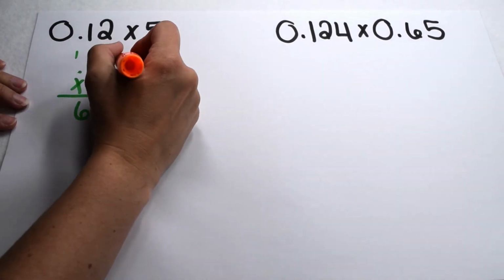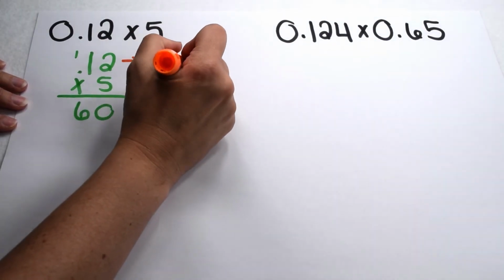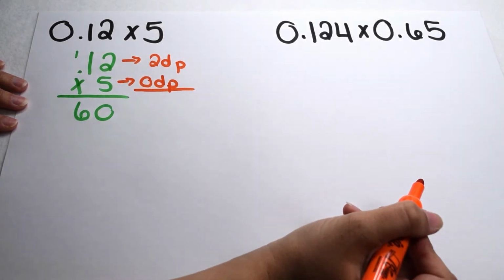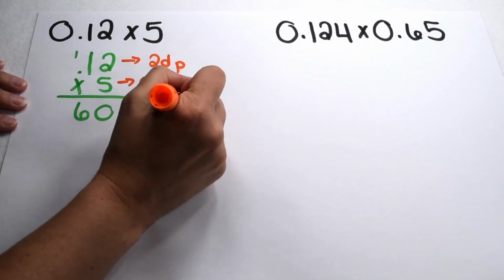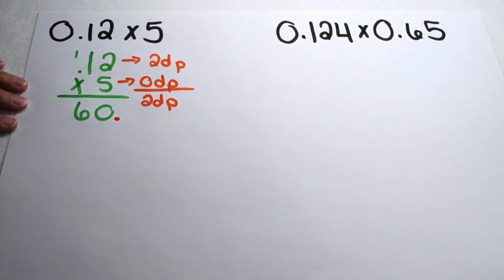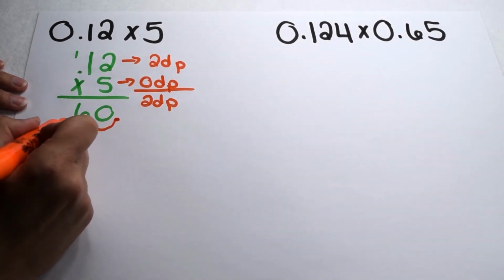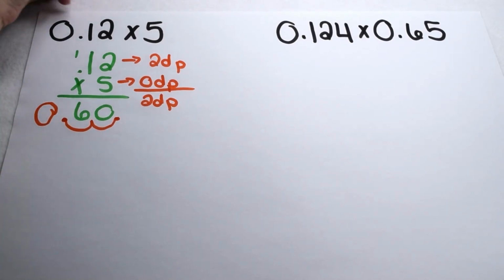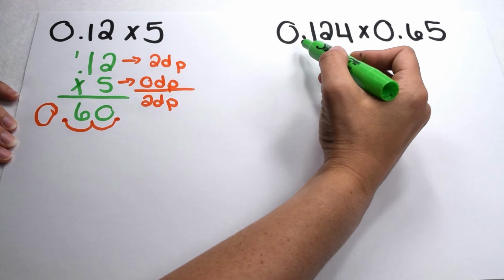Now I have to look at placing my decimal. In my first factor, I have 2 decimal places, and then in my second factor, I have 0 decimal places. That means in my product, I'm going to need a total of 2 decimal places. Well, I'm going to start here on the right, and I'm going to move my decimal 2 places to the left. That gives me a product of 60 hundredths. Let's try again using this problem over here.